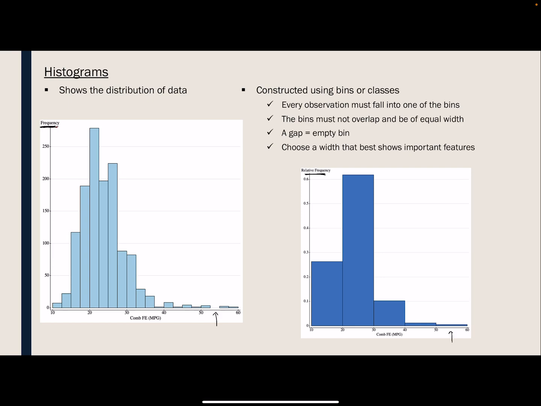A lot of people get histograms and bar graphs mixed up. A key thing is to know what is being displayed. So remember that bar graphs are for qualitative data and histograms are for quantitative data. But another key aspect is that histograms will not have space between the bars, whereas bar graphs will. And again, a space in a histogram just means that there's an empty bin. But you can see that there's not an equal amount of space between each bar. There's no space whatsoever.